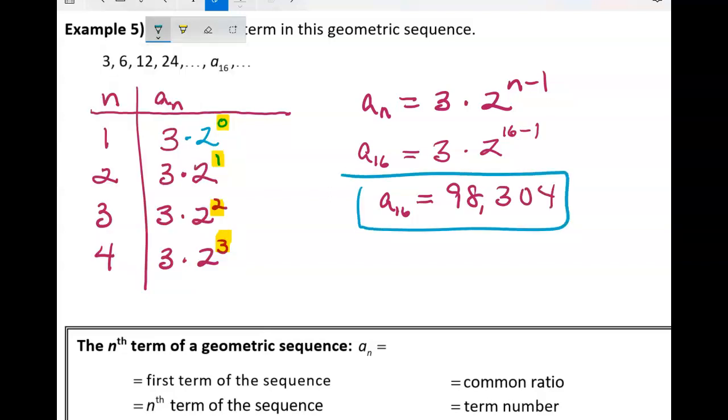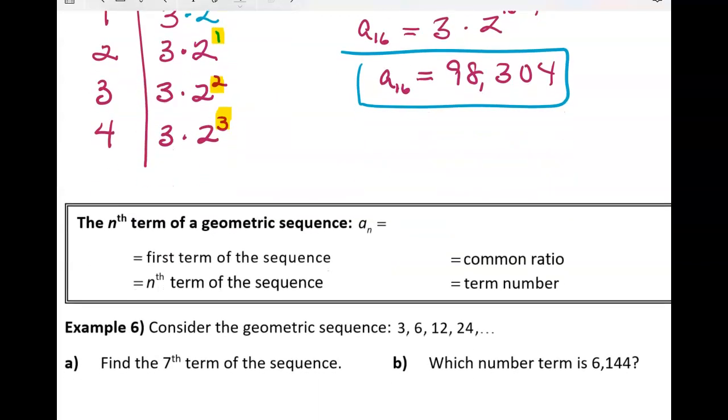That brings us to making a generalization about the nth term in a geometric sequence. The nth term in a geometric sequence is the value of the first term, times the common ratio raised to the n minus 1 power, where a sub 1 is the first term of the sequence, a sub n is the nth term, r is the common ratio, and n is the term number.